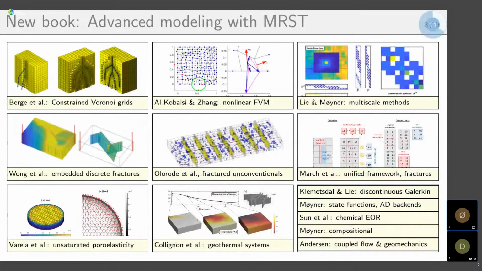And then I would just like to mention that there's a new book. It's in press, and I think it's scheduled to be published in September this year on Cambridge University Press. Also going to be open access, and this is on advanced modeling with MRST. And there's going to be quite a lot of interesting work here. You'll have something on unstructured constrained Voronoi grids. There are nonlinear finite volume methods, for instance, a large chapter on multiscale methods. And there's going to be work on fractures, geothermal systems, and so on.